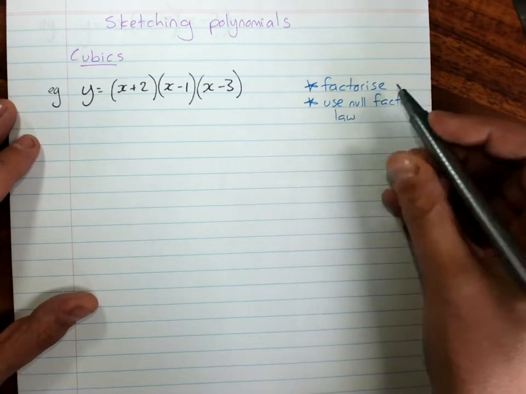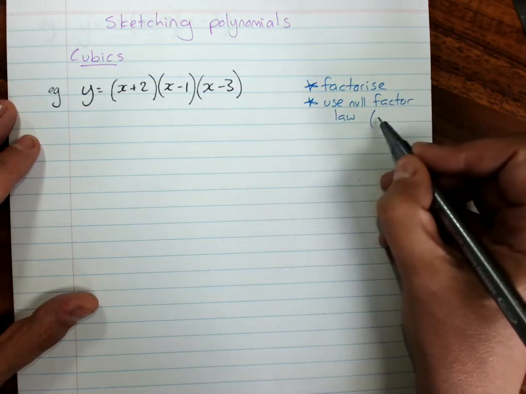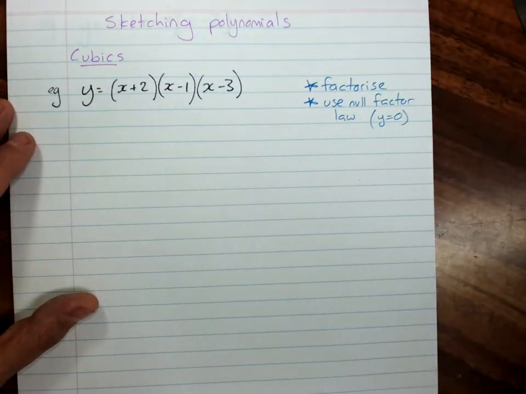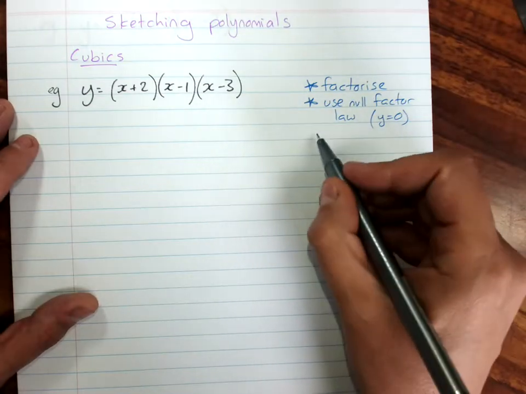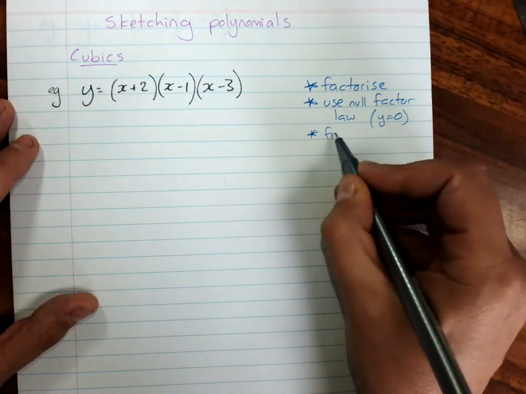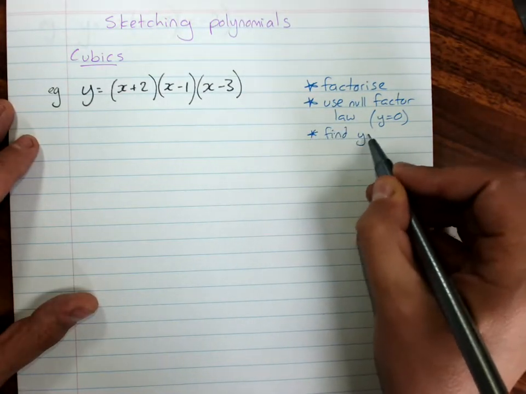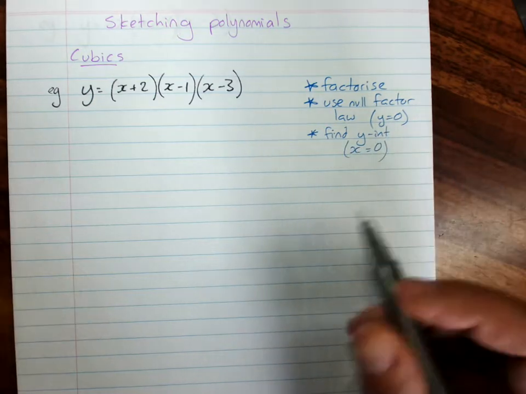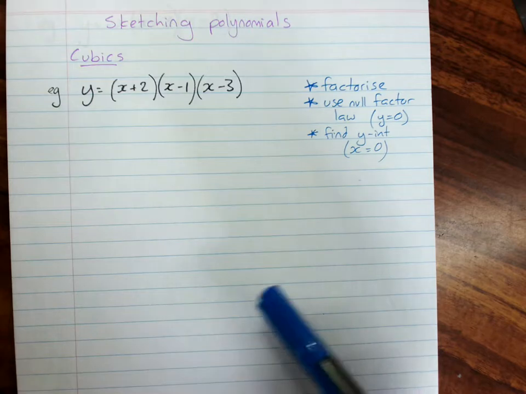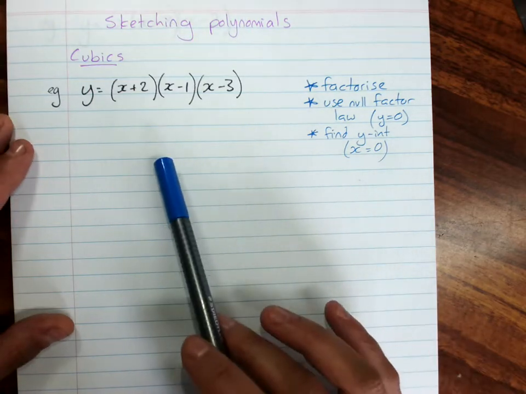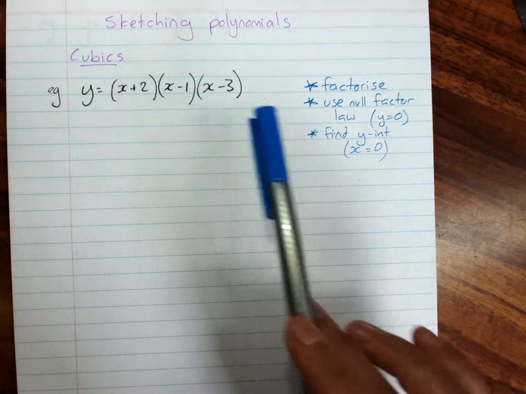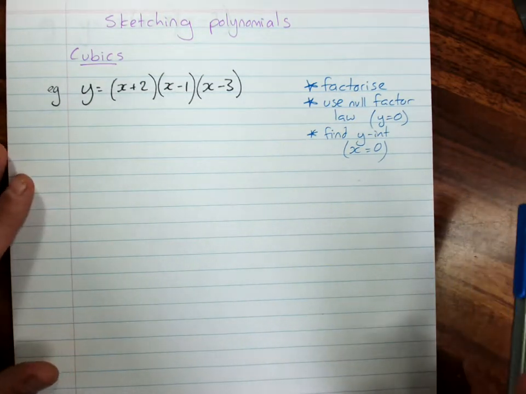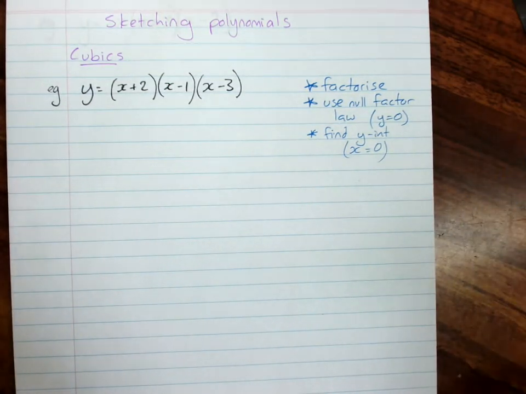So we use the null factor law, let y equals 0 to find our x-intercepts, and we find the y-intercept by letting x equal 0. Once we have the x-intercepts and the y-intercept, we look at the coefficient of x cubed to see which way our cubic goes, and we sketch it showing those points.